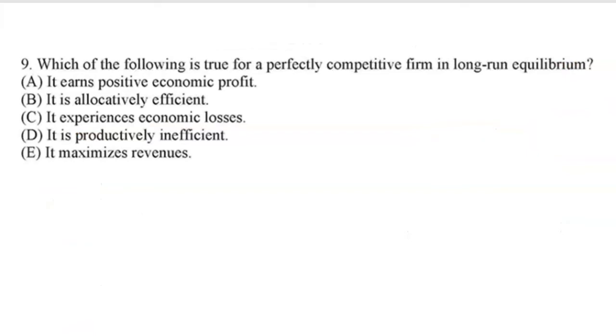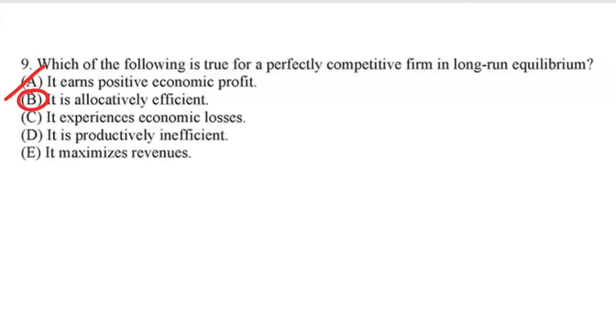All right, the last multiple choice question, question number 9. Which of the following is true for a perfectly competitive firm in long-run equilibrium? Right? Well, it earns positive economic profit. No. It is allocatively efficient. Well, yes, right? It's allocatively efficient and it's also productively efficient in long-run equilibrium. So B is the right answer.